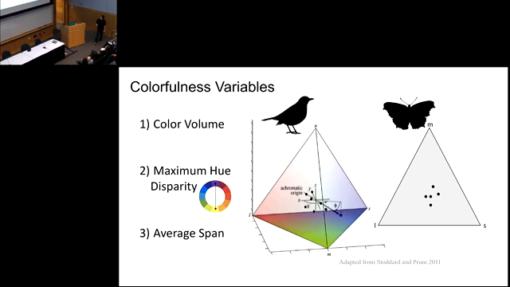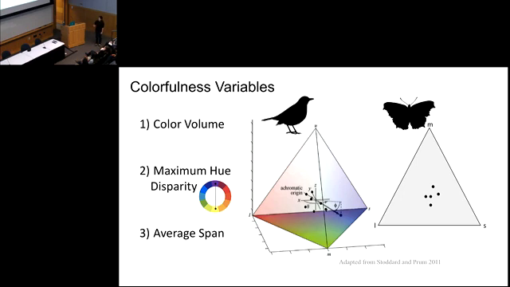The second measure of colorfulness is maximum hue disparity, and this to me is the least intuitive. But this is on a scale from 0 to 1, where 1 means they have a large amount of hue disparity and the colors are directly opposite each other on a color wheel. Whereas the closer to 0 you get, the more similar the colors would be if you were to put them on that color wheel. So I measured the maximum hue disparity for every species within each color space also.